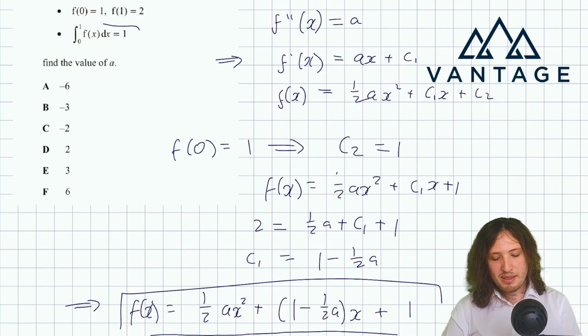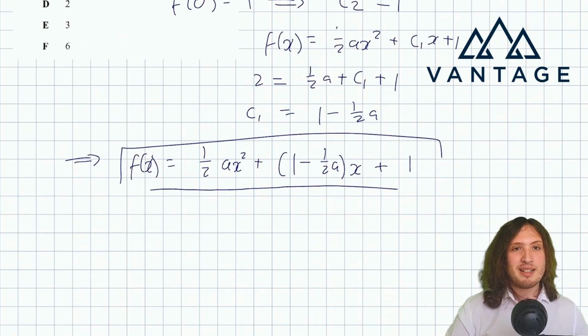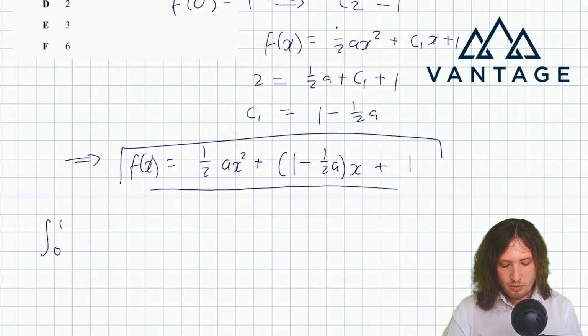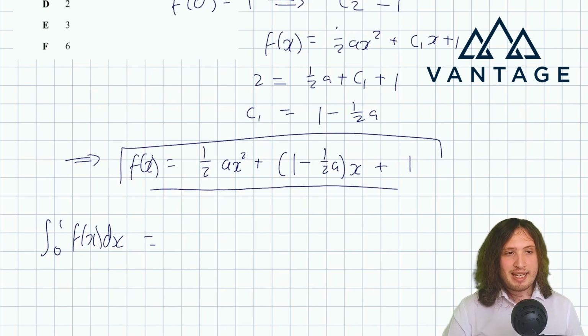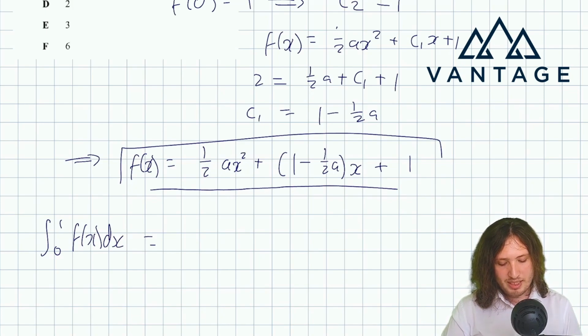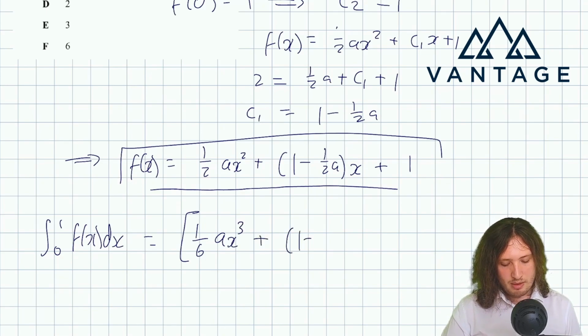And I also have this piece of information that if I integrate from 0 to 1, I'm going to get 1. So presumably that will now give me an equation in a which I can solve. So integral 0 to 1 f of x dx. Remember, when we're doing this integral, although a in some sense is variable, we don't know its value, it's x we're integrating with respect to. So when we integrate, we treat a as a constant. So integrating this term, I have a half, but I get an extra third from integrating the x squared. So I get a sixth ax cubed. From this thing, I keep my constant 1 minus a half a out front, and x integrates to a half x squared, and then the 1 integrates to an x.